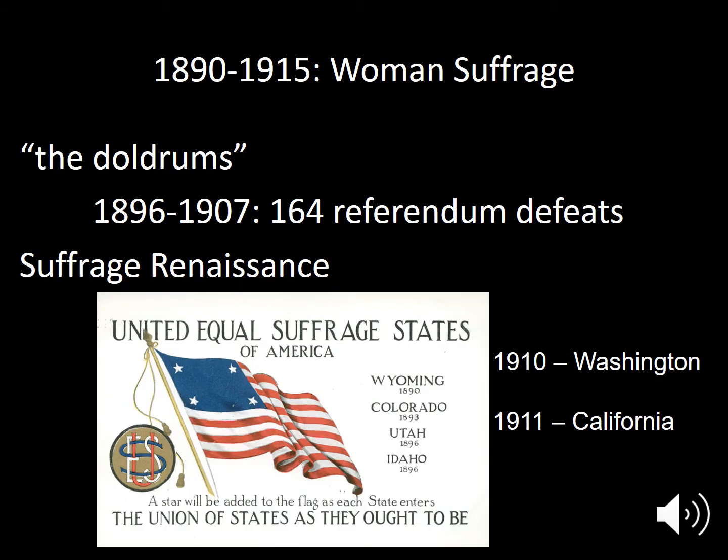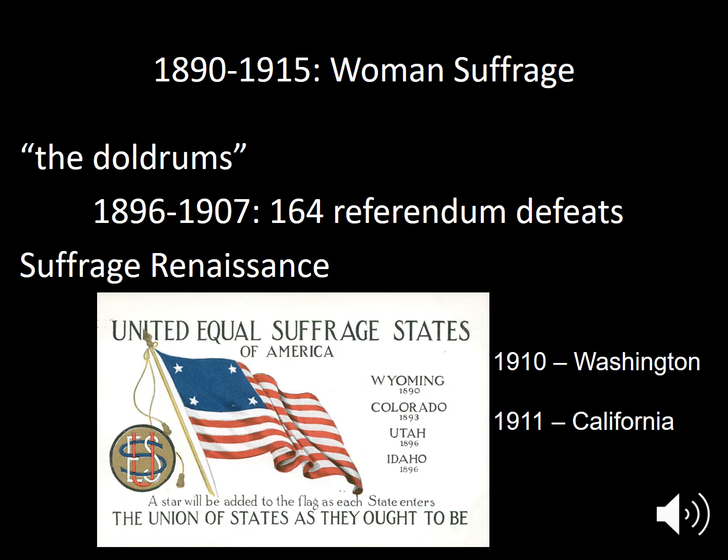The turn of the 19th into the 20th century saw the convergence of two strands in social history, the first being the women's suffrage campaign. Suffrage advocacy was both in what the movement members called its doldrums from about 1890 to 1915, but also developing a renaissance during that time. In particular, the years 1896 to 1907 were a time of anti-suffrage ascendancy, where 164 referendum defeats happened at the state, local, community, and even congressional level. If you do the math, this averages out to about one defeat every 27 days.